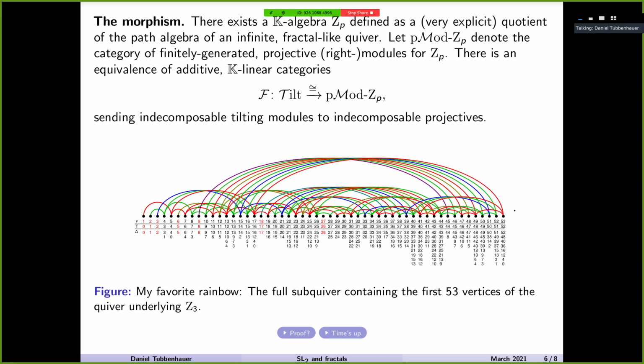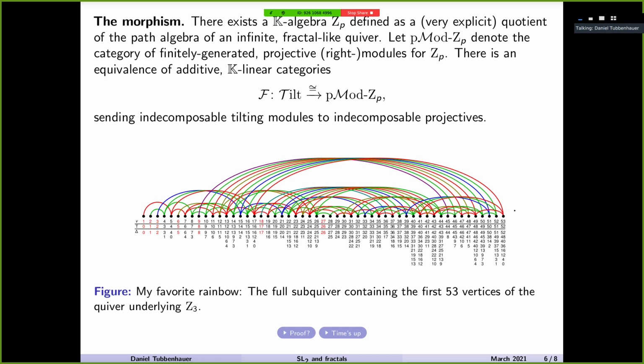I probably don't have time to go into the proofs, but if you know some kind of diagrammatic algebra, Temperley-Lieb calculus, that's what you would use. And yes, the Temperley-Lieb calculus in characteristic P also gets fractal. I don't have time to explain it, but if you know Temperley-Lieb algebras, they also get fractal in characteristic P. Anyway, so let me explain the quiver.